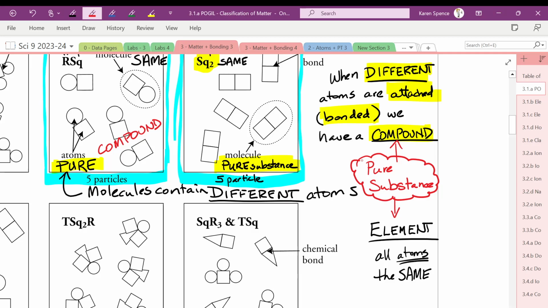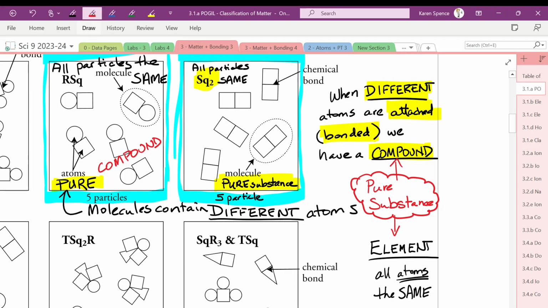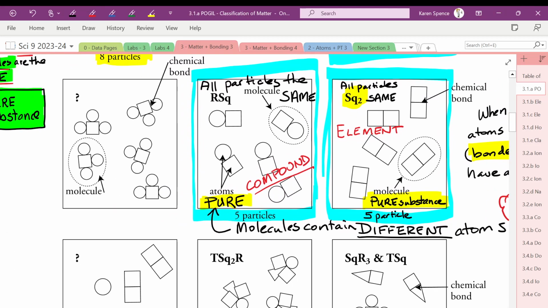So in row 2, on the far right, we have a pure substance, which is an element. In the middle of row 2, we have a pure substance, which is a compound. What do we have on the far left of row 2? Is that a pure substance or is it a mixture? It is pure because every single particle is a square with 3 circles attached. So this is pure.